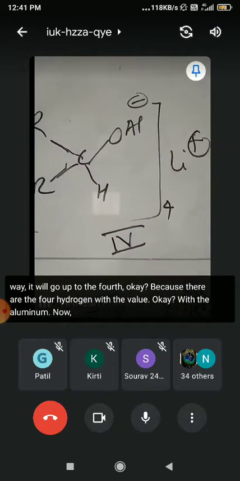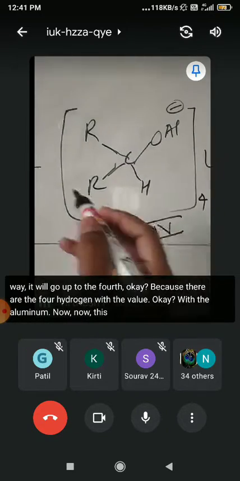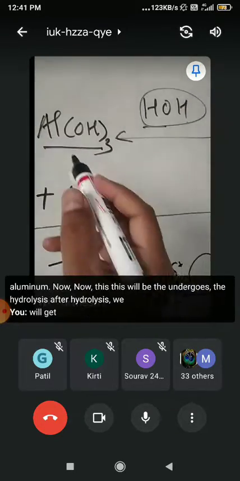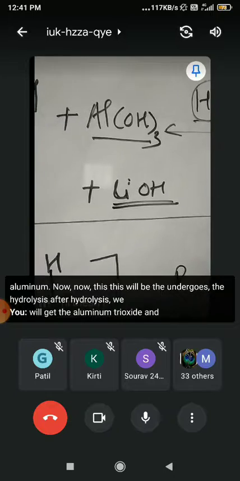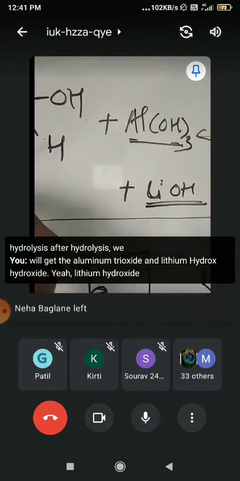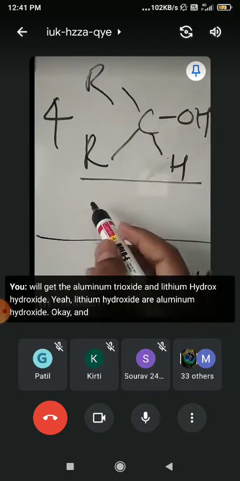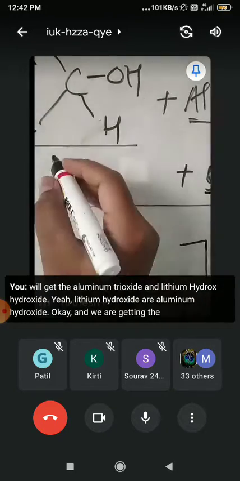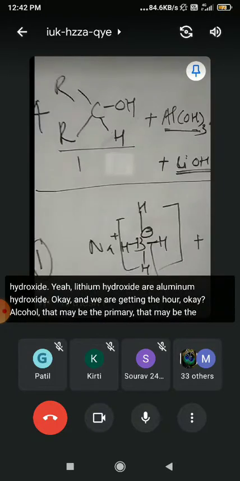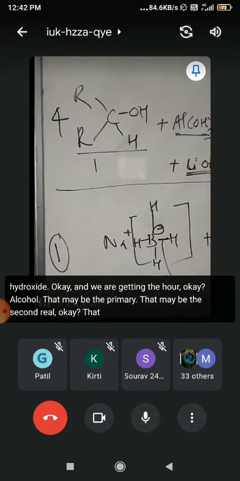Now this will undergo hydrolysis. After hydrolysis, we get lithium hydroxide and aluminum hydroxide, and we get our alcohol, which may be a primary or secondary alcohol.